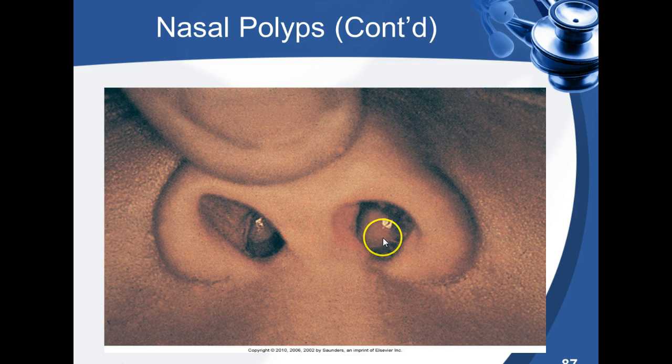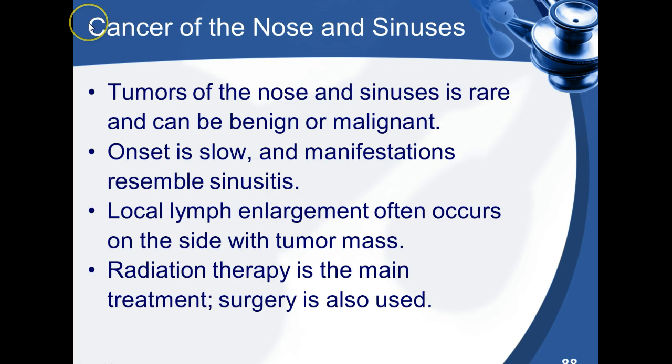Okay, and you see that right there. I know a lot of y'all may have seen this type of thing before. Cancer of the nose and sinuses, tumors of the nose and sinuses, is rare and can be benign or malignant. Onset is slow, and manifestations resemble sinusitis. So you'll have swelling, be a little sore here and there. It's just off and on. Local lymph enlargement often occurs on the side of your neck with a tumor or mass.